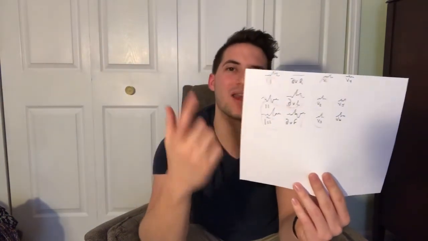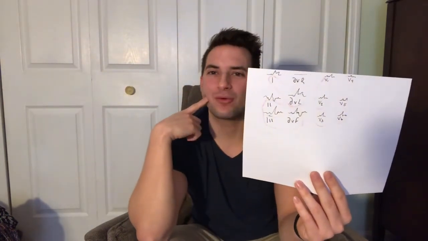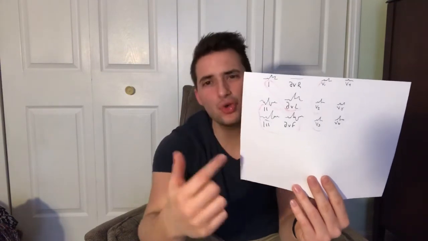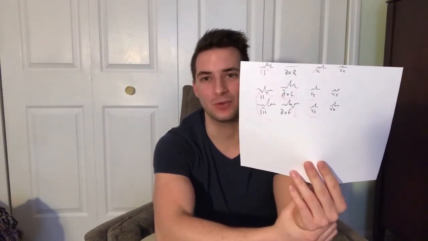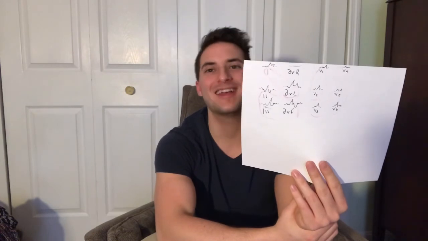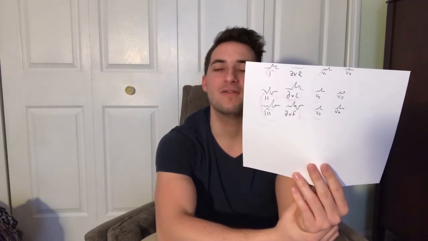Because we say 1 and aVL is a lateral wall MI. 2, 3, and aVF is an inferior wall MI. V1, V2, now we're going to SALT, right? Septal. V3, V4, anterior. V5, V6 is lateral. I hope this helps you out.